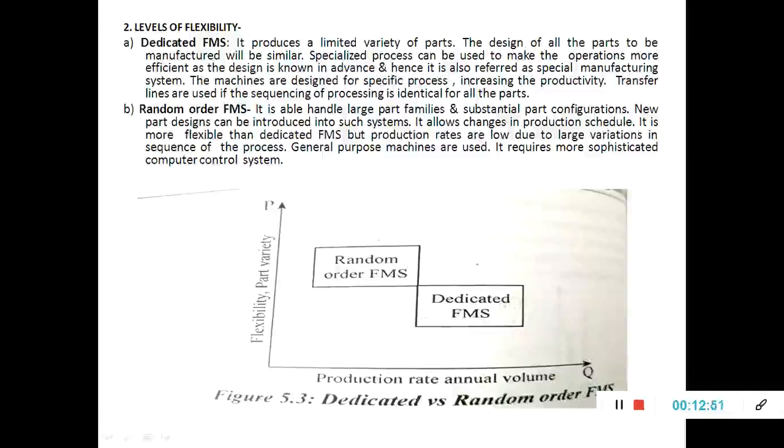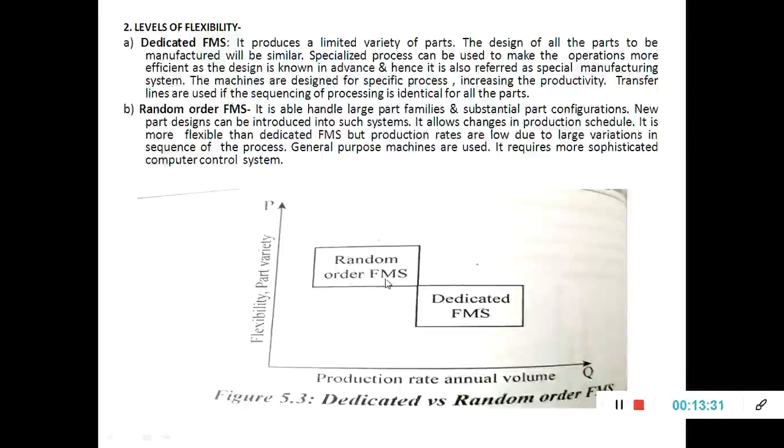Suppose you are producing nuts and bolts, so continuously you are going to produce the nuts and bolts in huge quantity. So the annual production volume is maximum here, but part variety is limited. It means the dedicated FMS are only meant for producing parts in a small variety, but in very large quantity. It means a number of workstations are interconnected, and these workstations manufacture only 2 to 3 different varieties in lakhs of quantity of a product, which is known as a dedicated FMS.